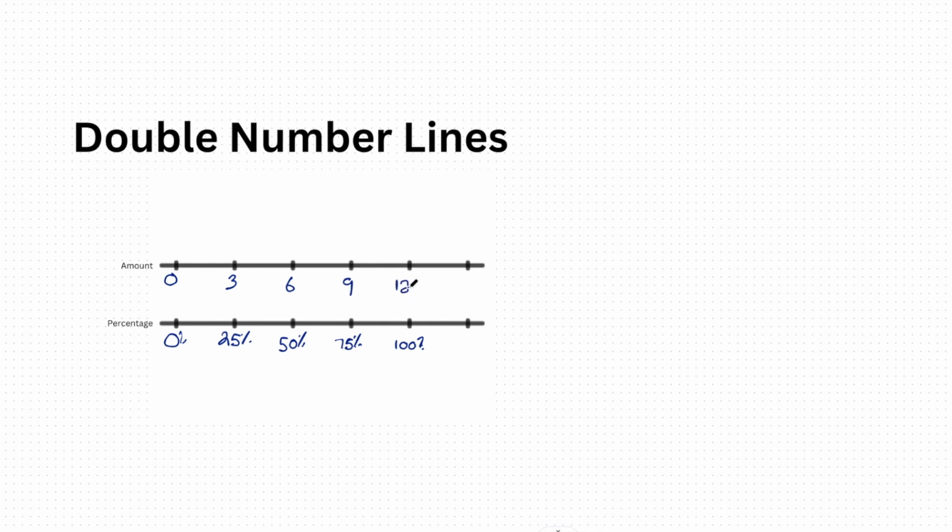Now, just because we're at 100% doesn't mean we're done. We can go further if you want. So this is going to be 125%, and again, if I add another 3, 12 plus 3 gives us 15. So the two things I want you to remember about a double number line: first of all, it always starts with 0, so 0% is 0. But then the number on the top is the amount of something, and the numbers on the bottom number line represent the percentage.